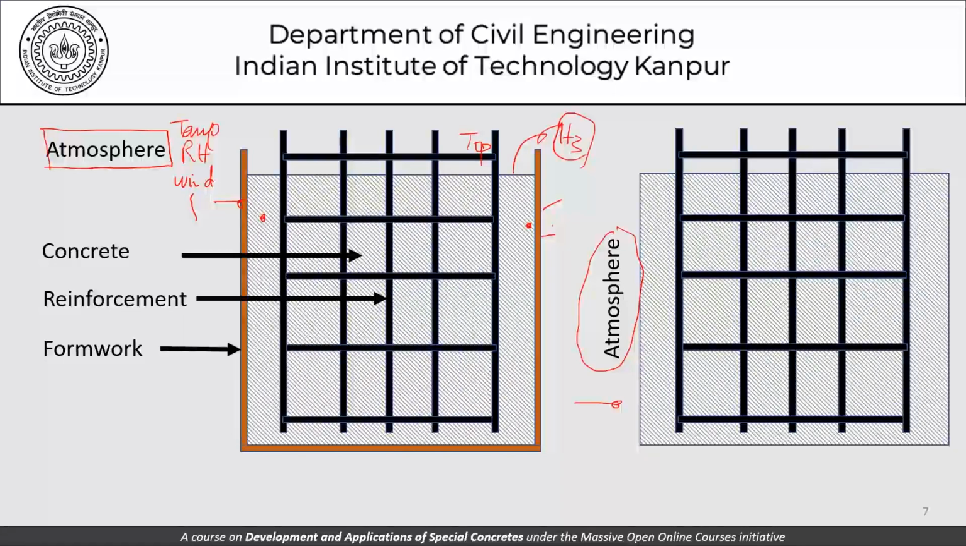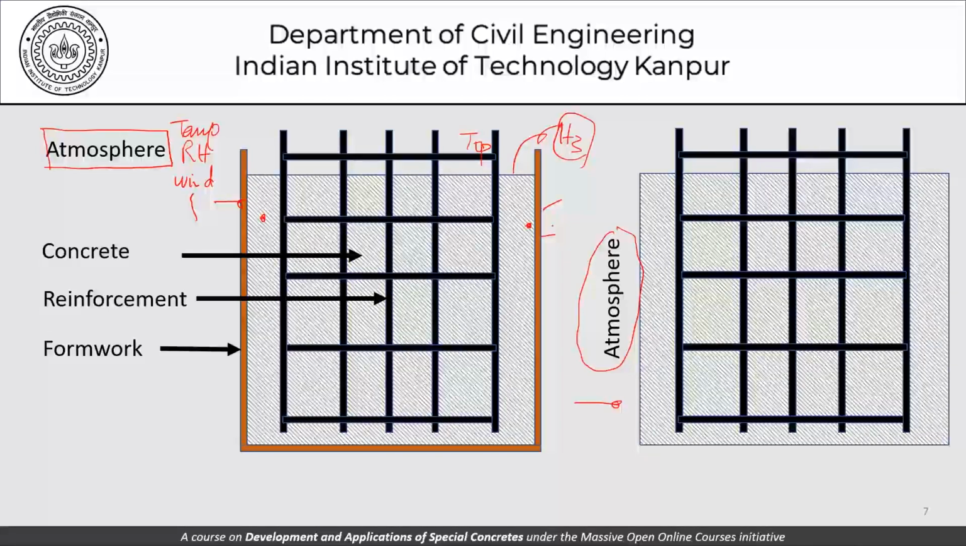The other three sides are protected from the atmosphere by way of this formwork. This protection does not exist any longer once we remove the formwork, which we do when the concrete has reached sufficient strength. In fact, there are reasons to remove the formwork early because we would like to recycle the formwork and so on and so forth.